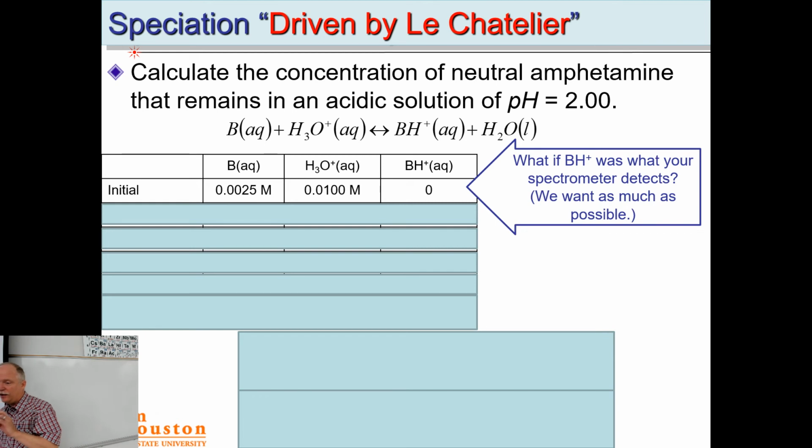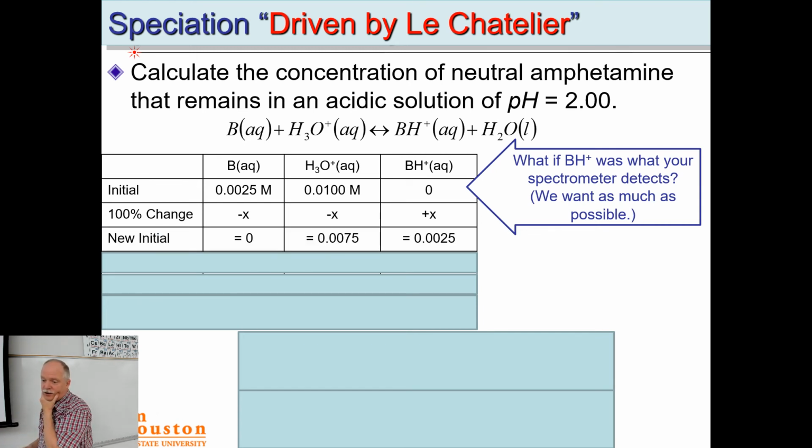And so here we have that 0.0025 molar base. Put it in with 0.01 molar hydronium ion and do the ice table. Minus X on. Notice both left X's are minus. The right one is plus because of the way we've written the reaction. And so what we've done is we've driven it all the way to the right.